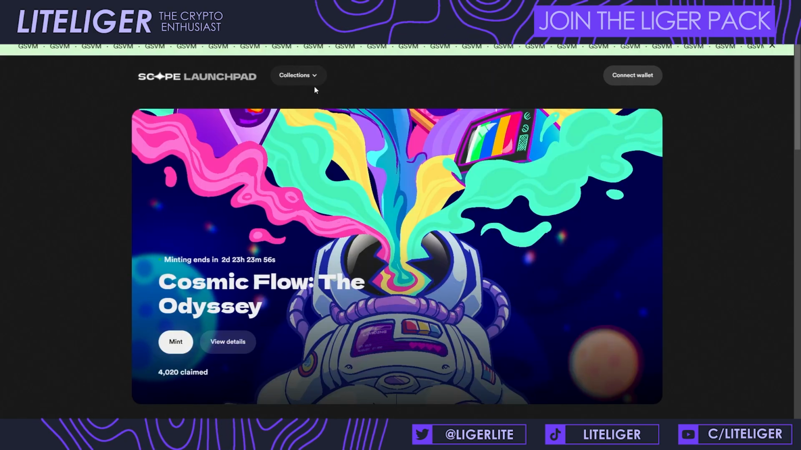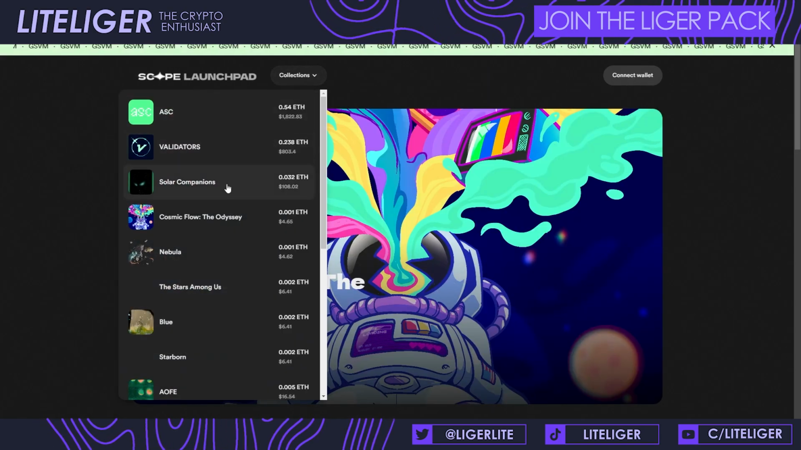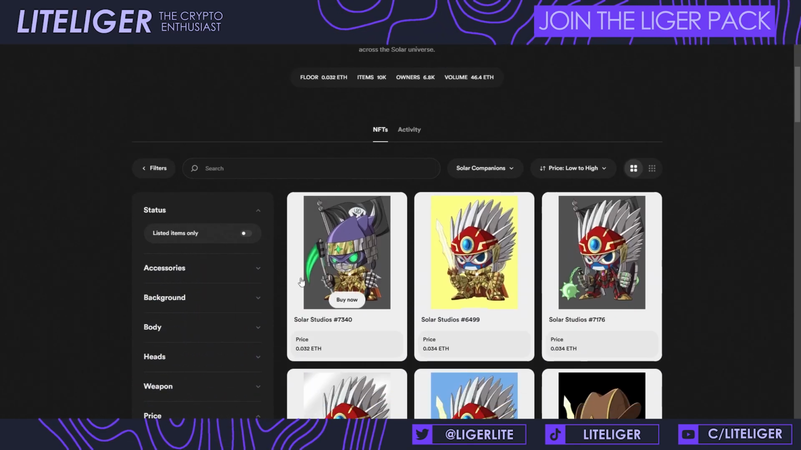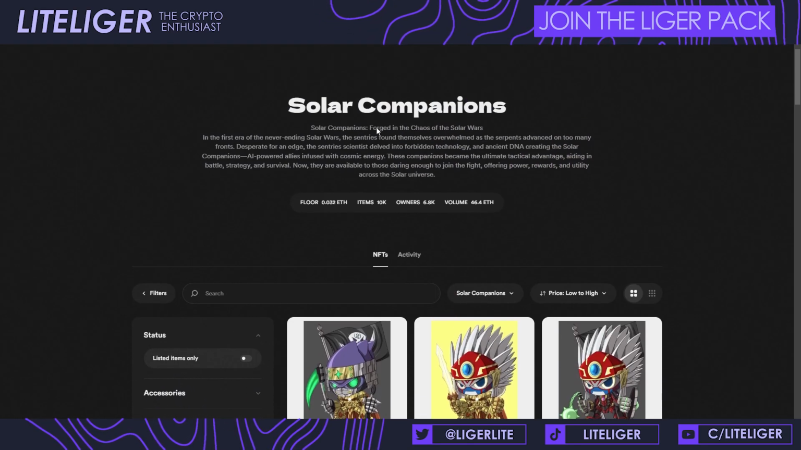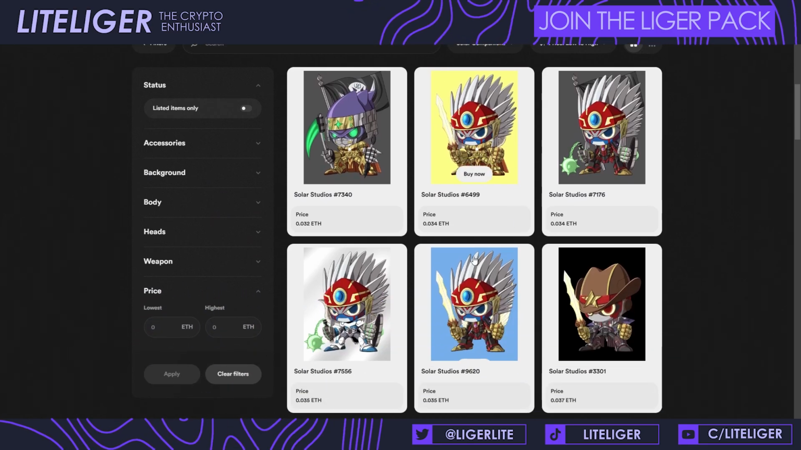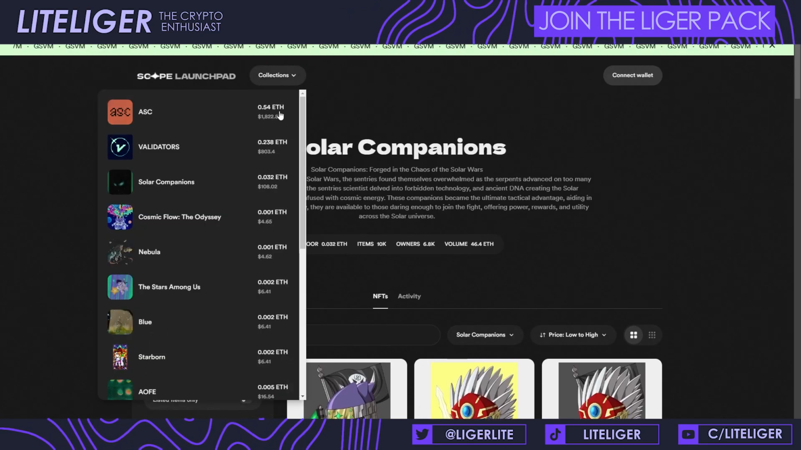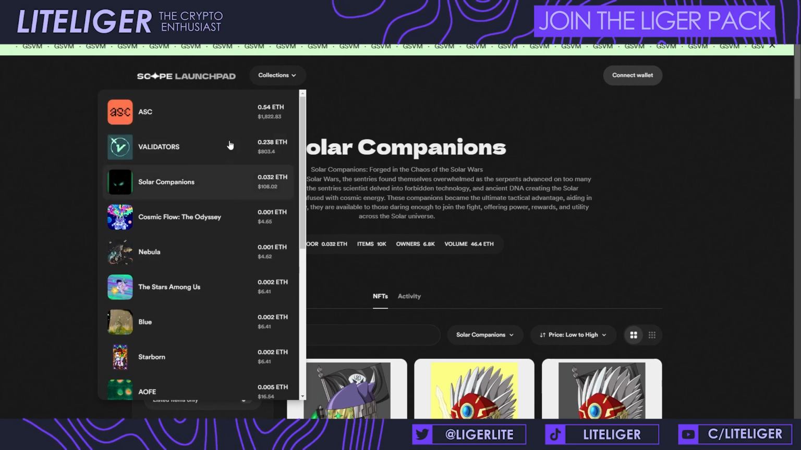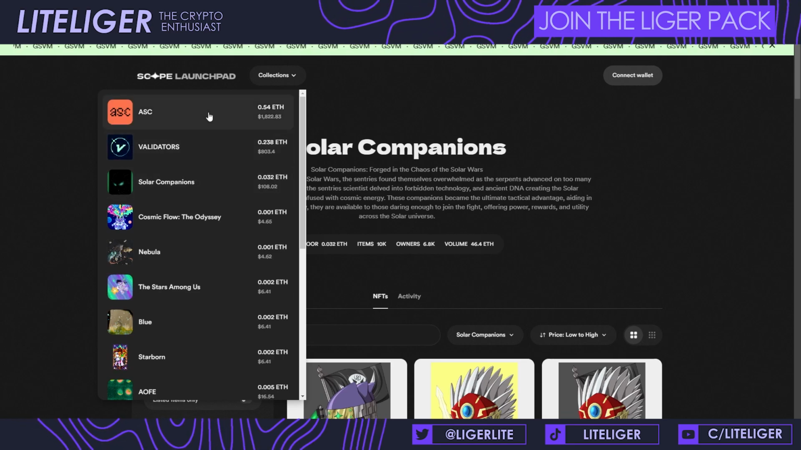There was one collection recently, the Solar Companions. I actually minted one of these, and these are going to get you an airdrop on Solar Dex, which is also on our list. So there are already a couple of collections here. These are the three main ones: Solar Companions, Validators, and ASC.